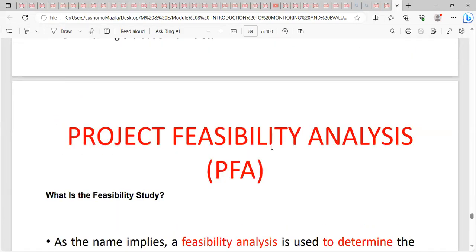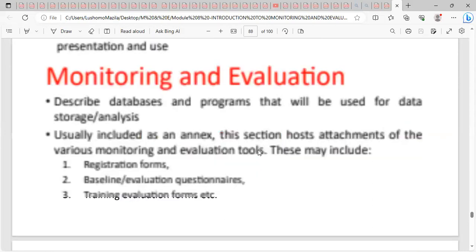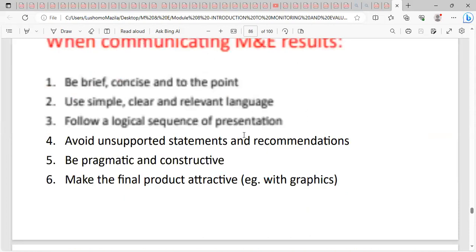Project feasibility analysis. This was supposed to be our last thing. So this will be our last topic. Is that clear? Yes, sir.